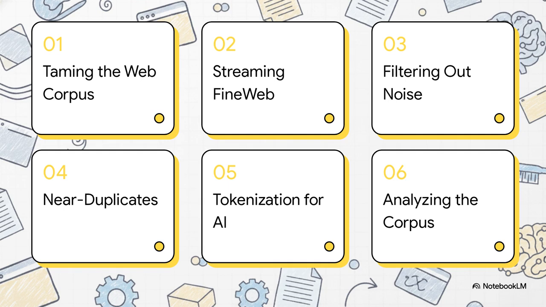First, taming the web corpus. Second, streaming the FineWeb dataset. Third, filtering out the noise. Fourth, catching the near duplicates. Fifth, tokenization for AI. And finally, analyzing the final corpus.